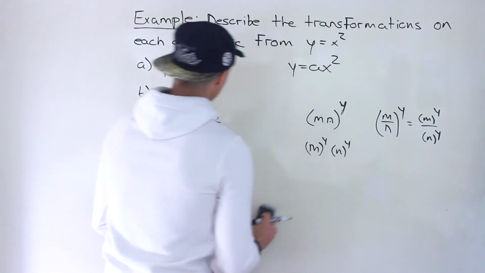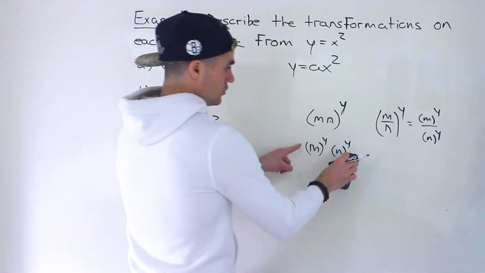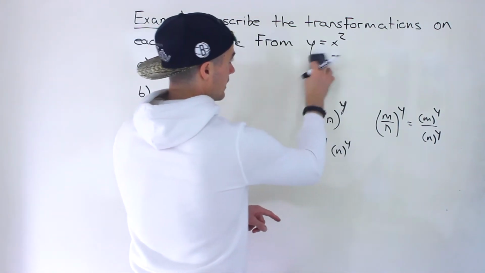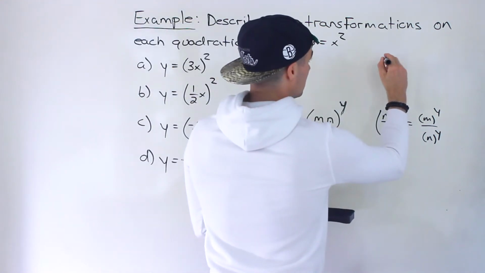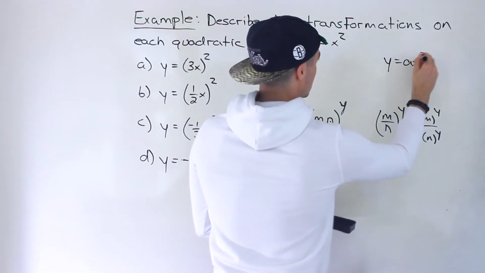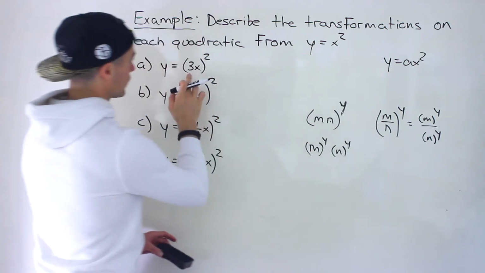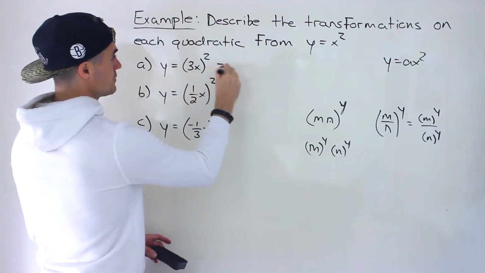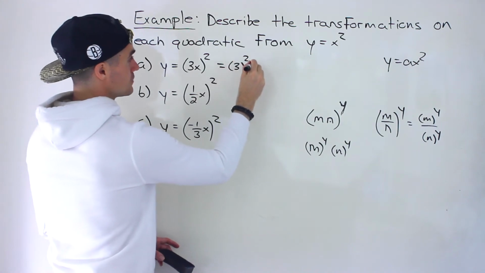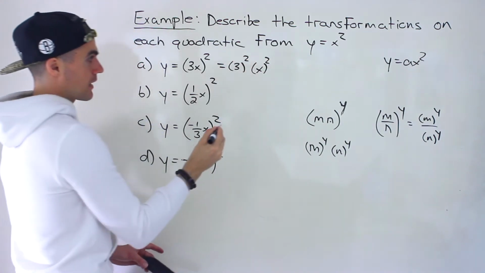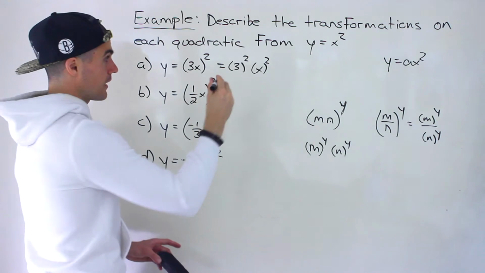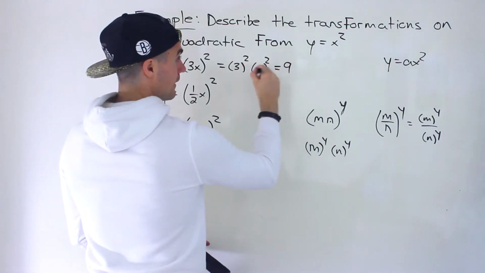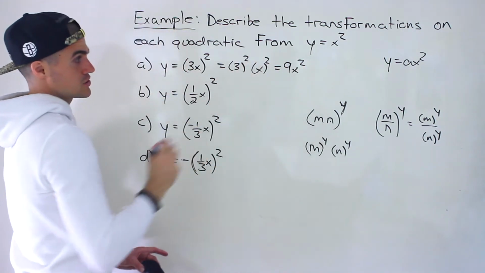So if we use this property over here, notice the 3 is like the m, and the x is like the n. So we can take the 3 to the power of 2, then take the x to the power of 2. What's 3 to the power of 2? Well, it's 9, and x squared is just x squared.